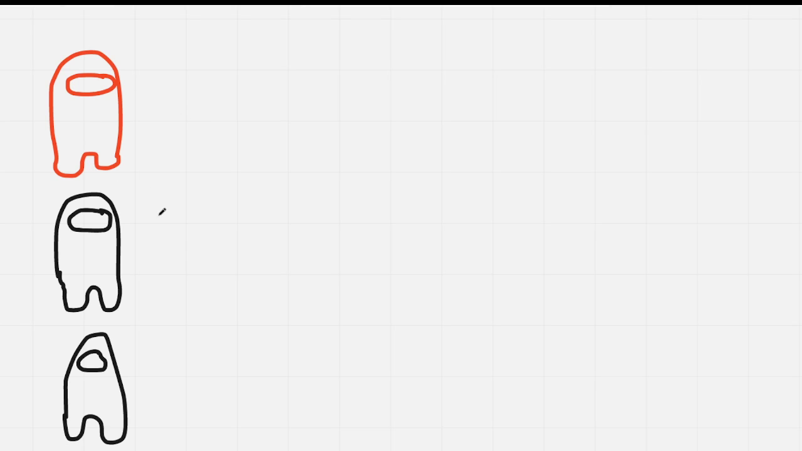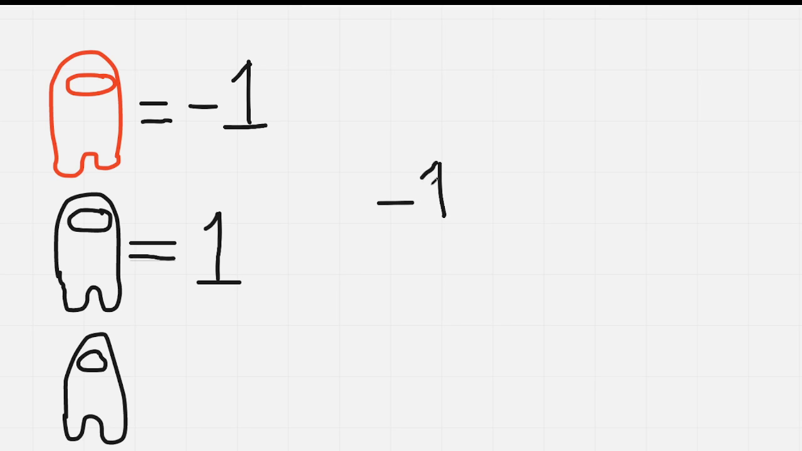So let's equate an Among Us character to a positive 1 value, and let's equate an imposter to a negative 1 value. So the crewmate is 1 and the imposter is negative 1. The way we're going to add these together is negative 1 plus 1.